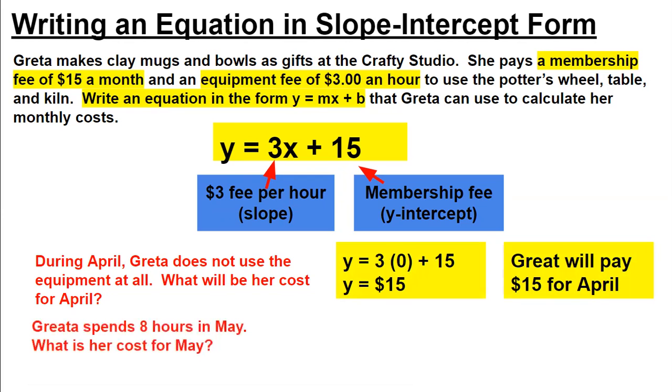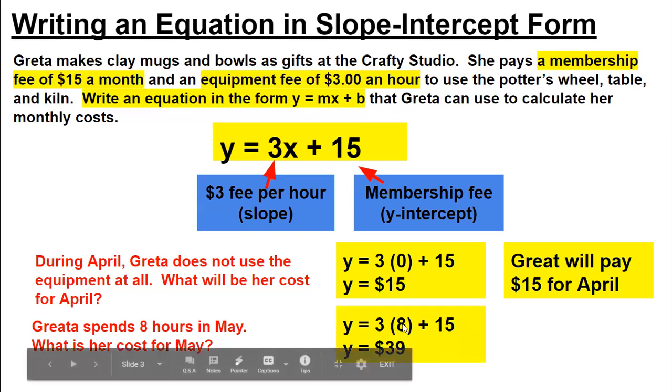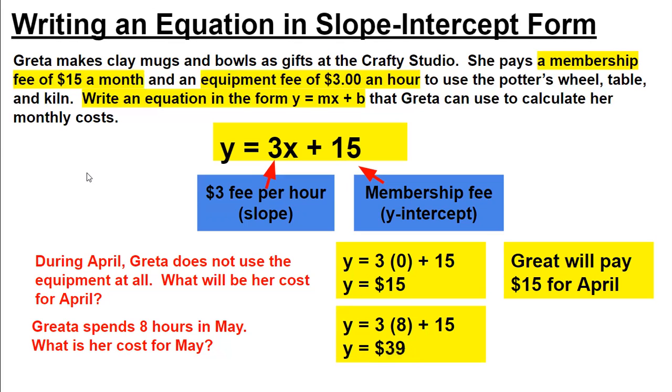Greta spends 8 hours in May. What is her cost for May? We're going to plug 8 in for x. 3 times 8 plus 15. So 3 times 8 is 24, plus 15 is 39.